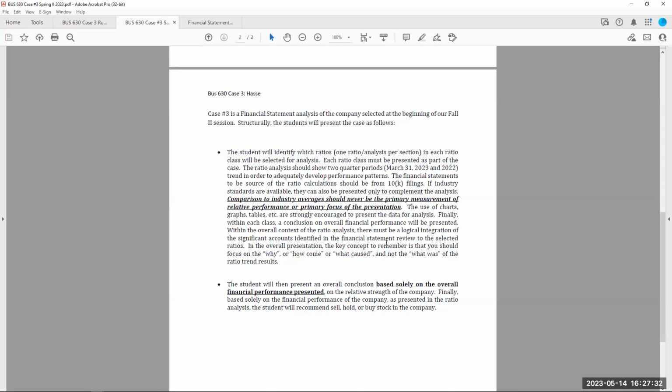So you're just going to base your overall conclusion about whether you would buy, sell, or what to do with this stock based on the 4 analytical areas that you develop, nothing else. So that's what I want in this PowerPoint. Okay, that's what I want.